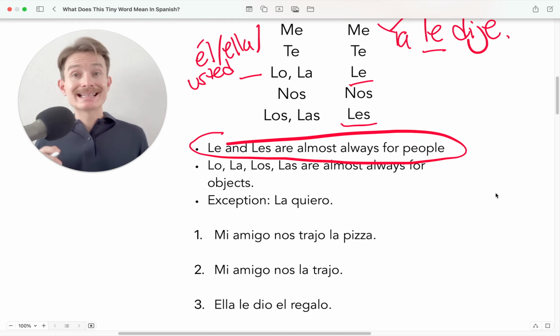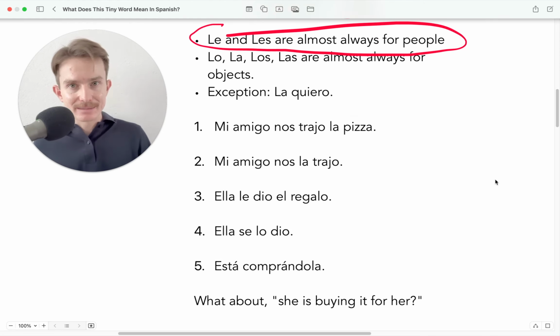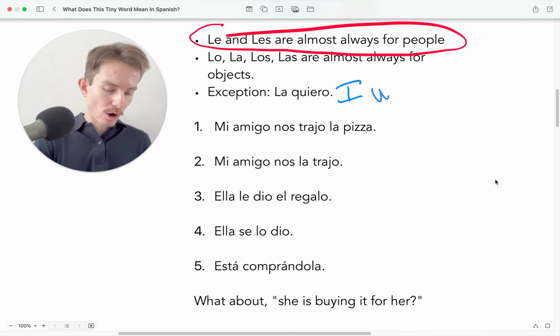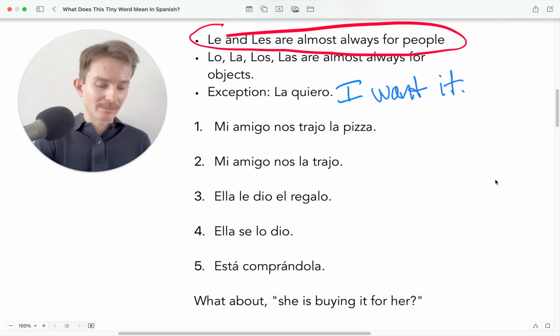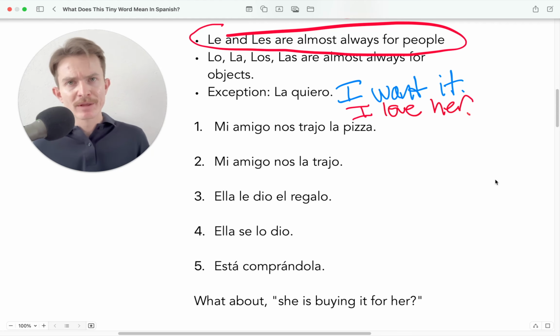Okay, now an exception here would be with a phrase like la quiero, for example. In this example, la quiero, here this could go one of two ways. La quiero could mean I want it. That's one option. Or this could also mean, and this is going to maybe throw you for a loop here, I love her. What the heck? That's two very different things, Nate.